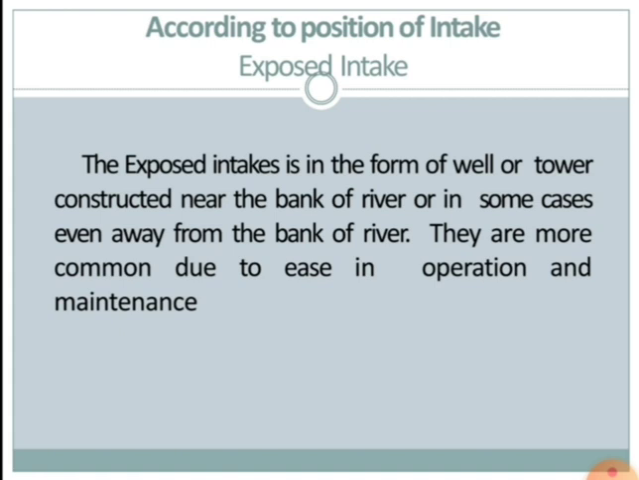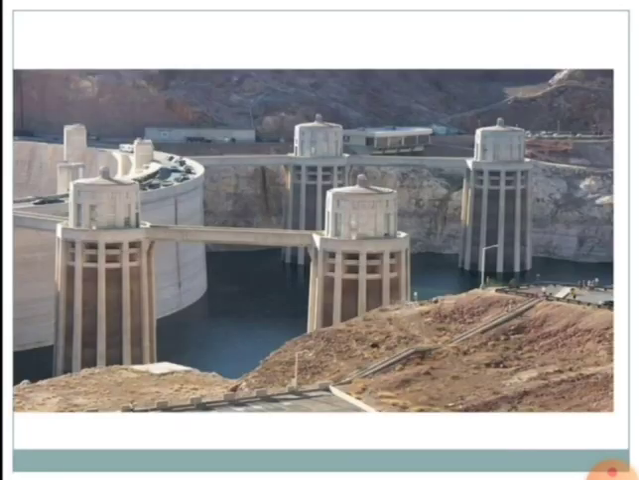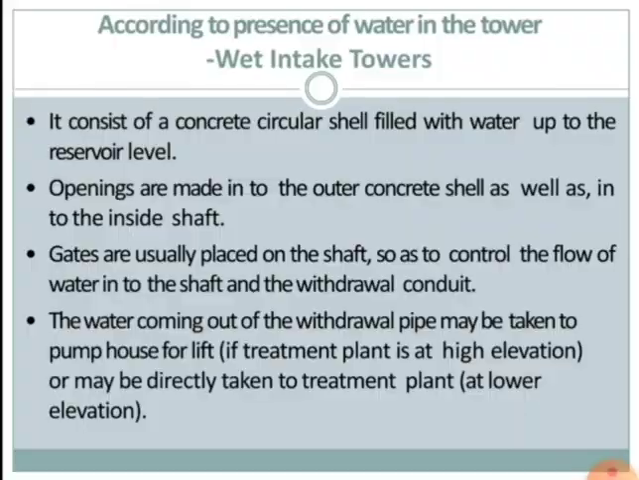Next is the exposed intake. So what is an exposed intake? Exposed intakes are in the form of a well or tower that is constructed near the bank of a river, or even in some cases away from the bank of a river. Unlike submerged intakes, exposed intakes are more common, because they are easy to operate and also to maintain. So this is an exposed intake.